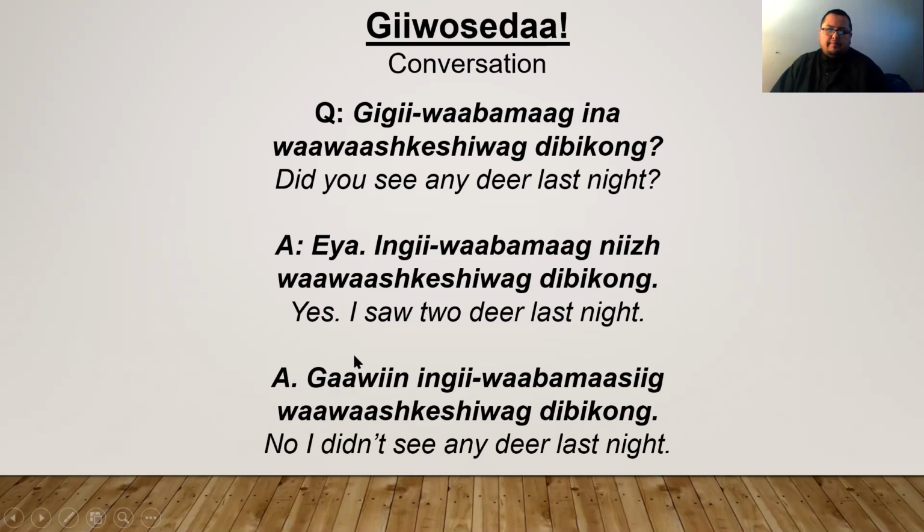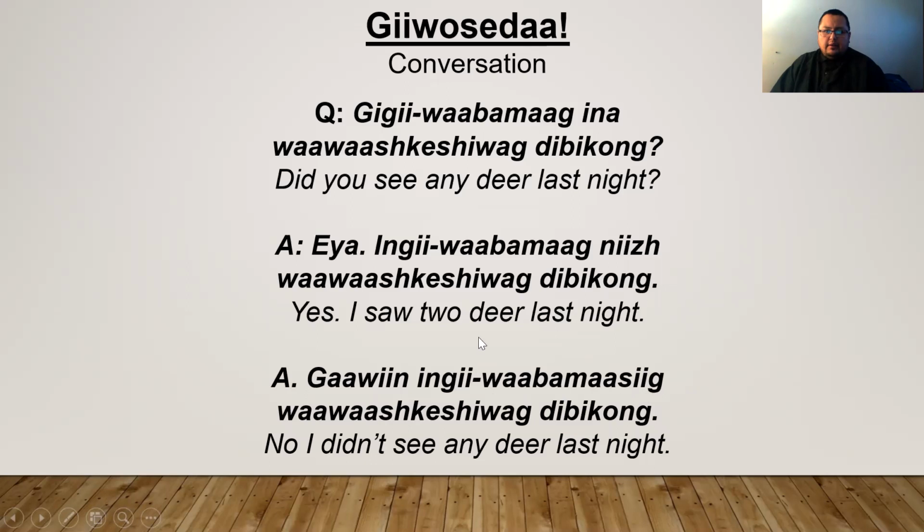When we talk about the negative form, we have gawin si. We'll always have gawin si or gawin z, depending on this ending. So gawin si with a G is because it's plural.